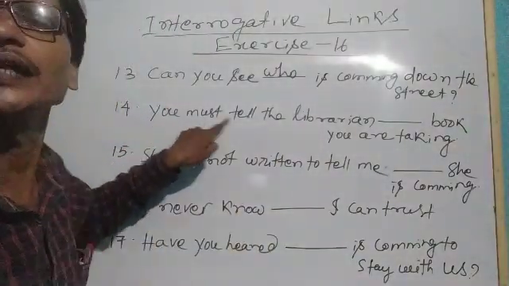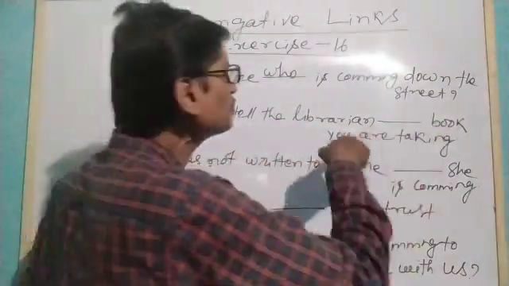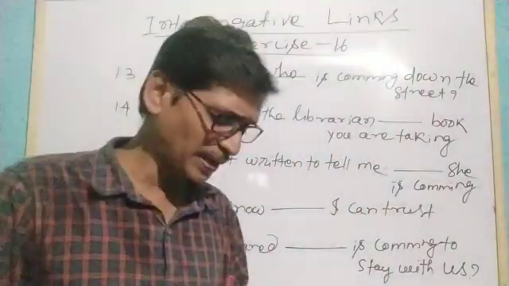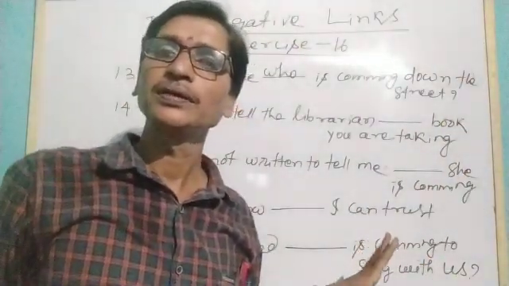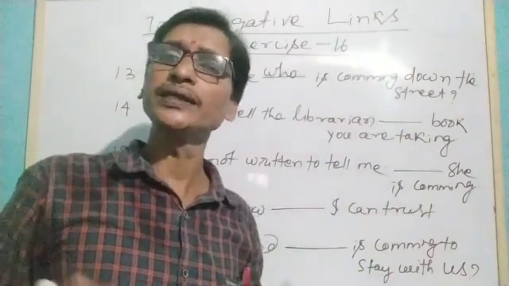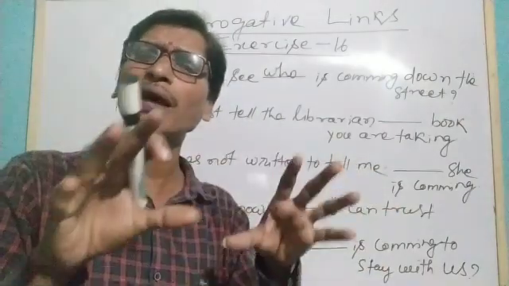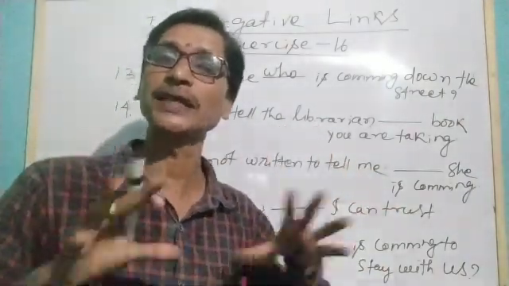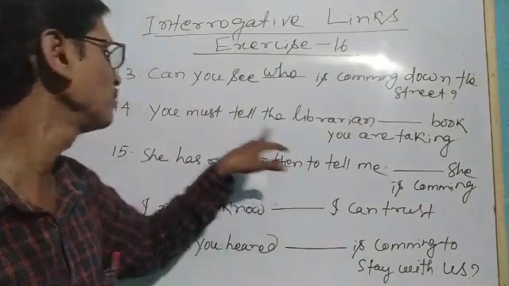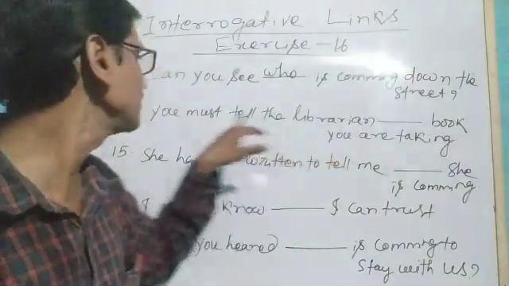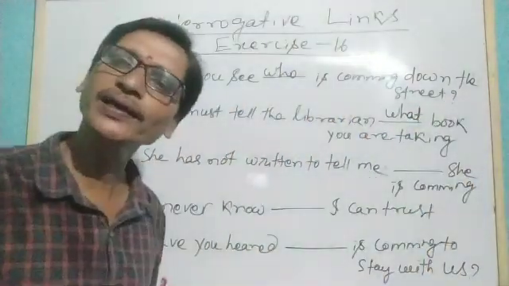Similarly, you must tell the librarian which book you are taking. That means in a library, as I have already told you, thousands and thousands of books are available. So the books you want to take, you should inform. That means what book? The books about physics or chemistry or biology or literature or mathematics, what books you are taking, you must tell the librarian. That means you must tell the librarian what book you are taking.